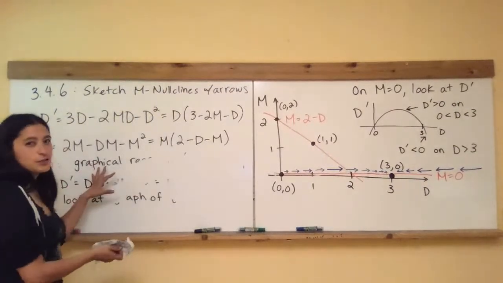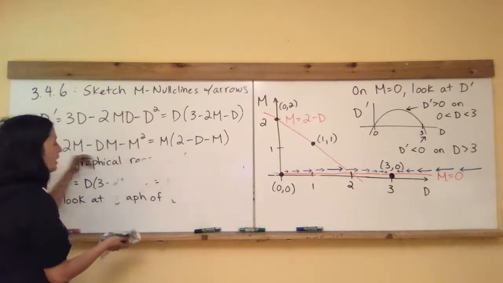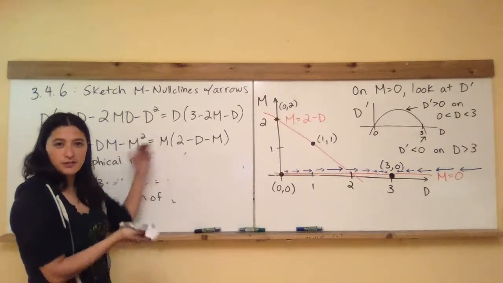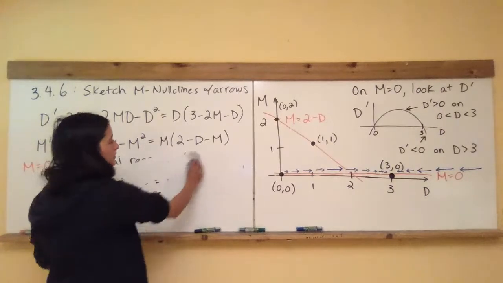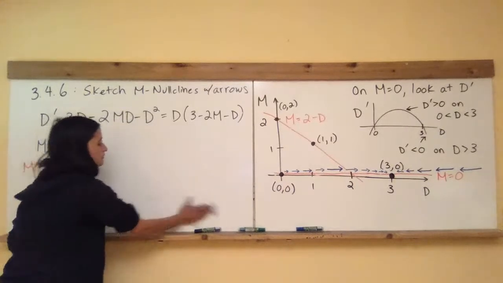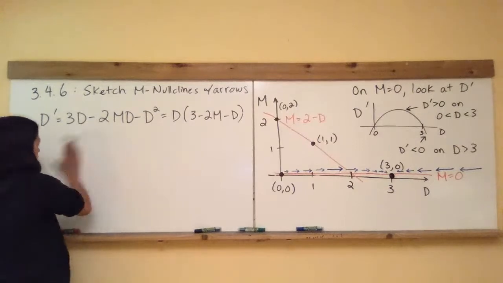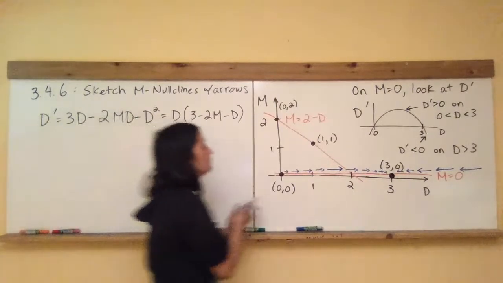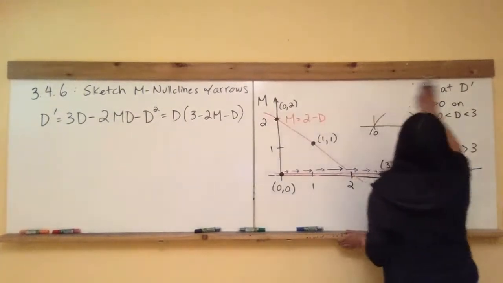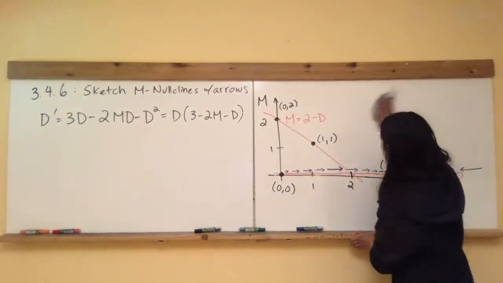Okay, I'm going to need a little more space on this board. And because I know that the m prime equation is not going to be used because I'm on an m nullcline, I'm just going to erase the m prime equation. So I get a little more space here to work out the algebra of this. And we'll show the method of test points, and we'll show the graphical analysis. And we'll get some arrows drawn.